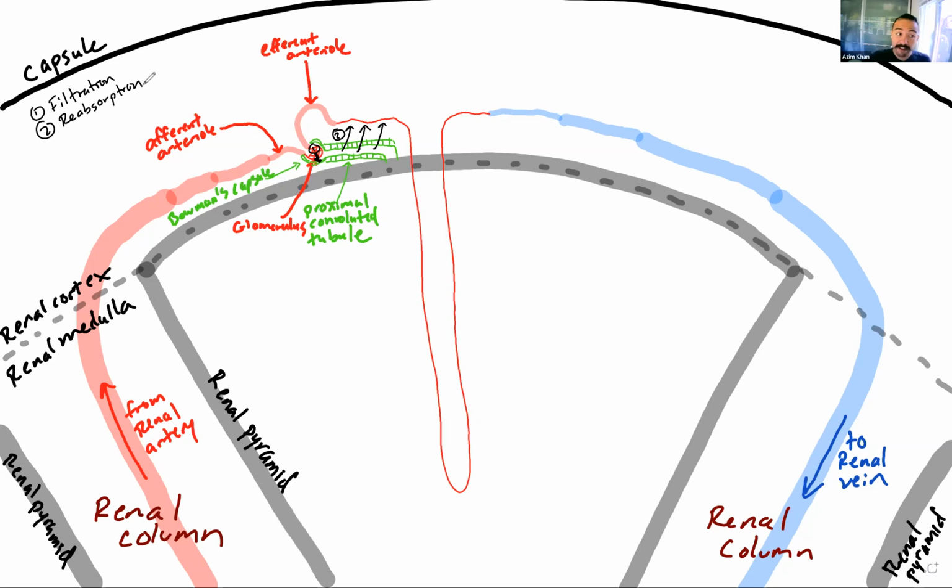Since we're reabsorbing, that means we need capillaries again. We're not reabsorbing to the glomerular capillaries, we're reabsorbing to another set of capillaries. These capillaries are called peritubular capillaries. This is the second set of capillaries in our renal portal system. Glomerular capillaries are fenestrated for filtration. Peritubular capillaries are continuous. They're the regular kind of capillaries, and therefore absorption in this case.